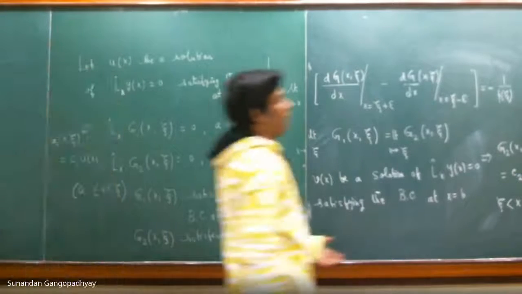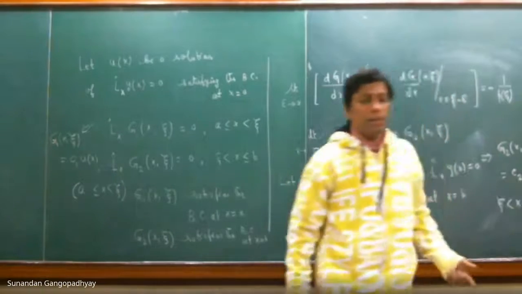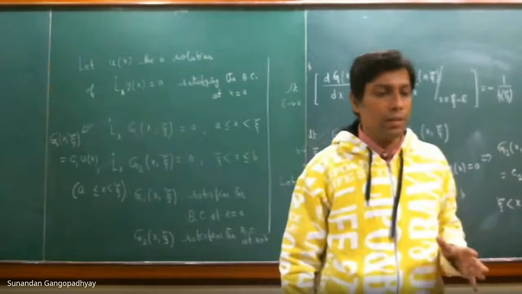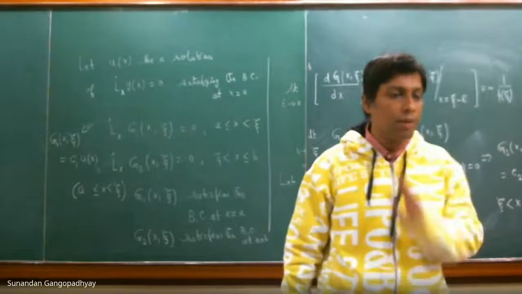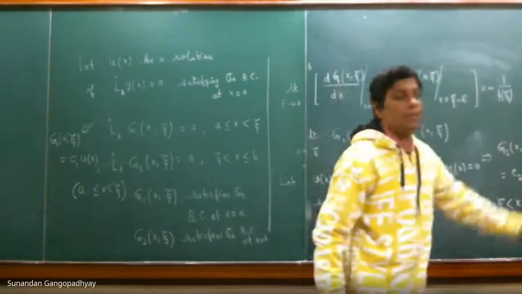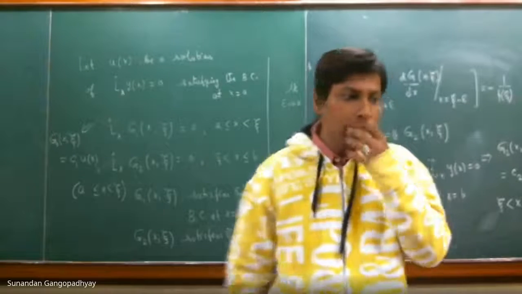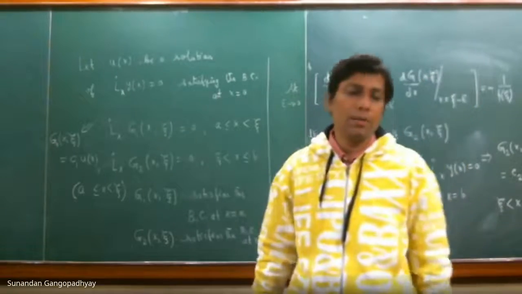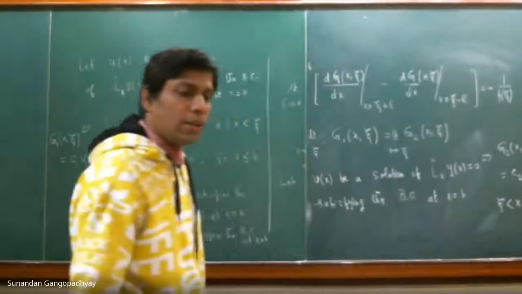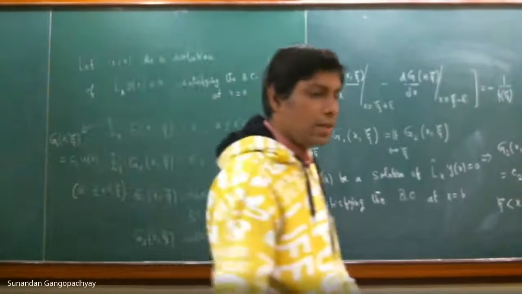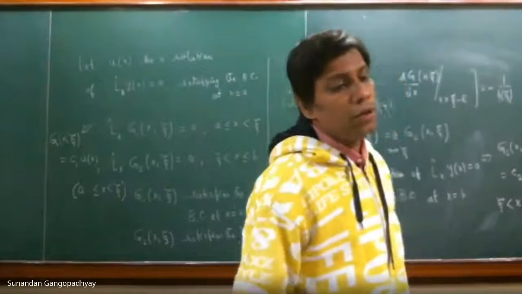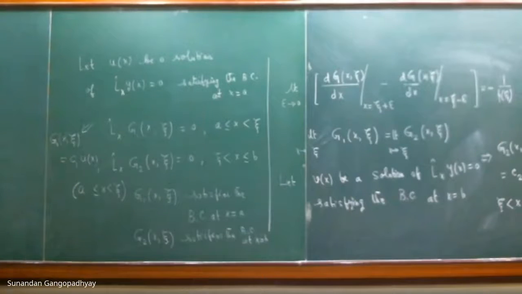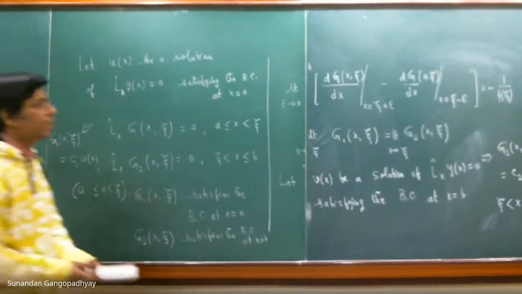So if we can find out what the solutions of the homogeneous part of the differential equation L hat y of x is equal to 0 are, then you know the Green's function. So our task is to find the solutions of the homogeneous part of the differential equation. Then you know what the Green's function is, and if you know what the Green's function is, then you can construct what the full solution is. Okay? So this is the strategy that we need to follow.